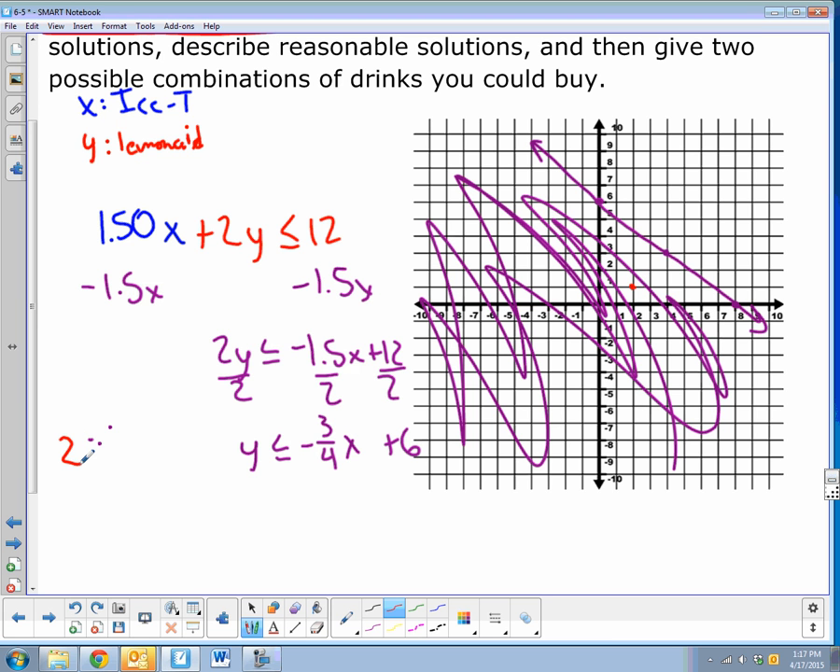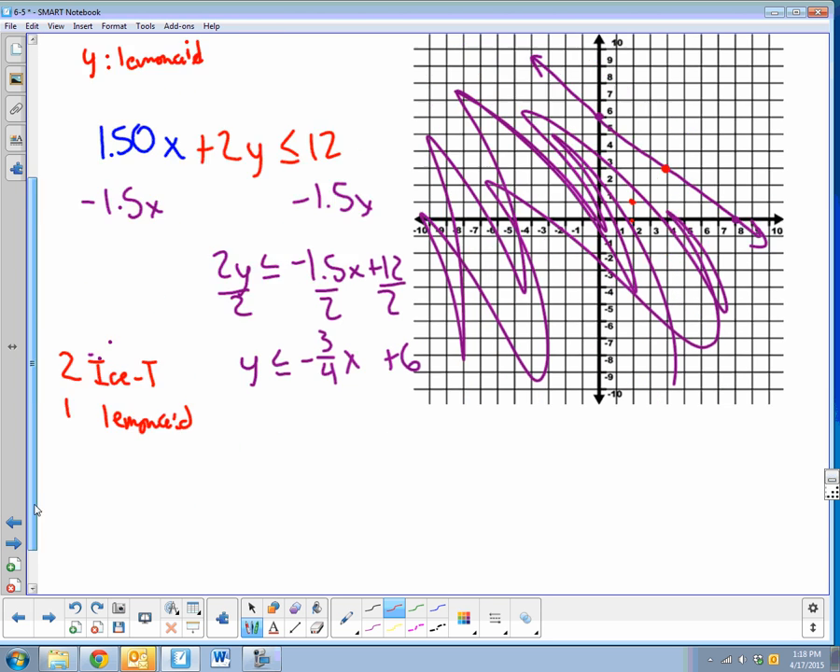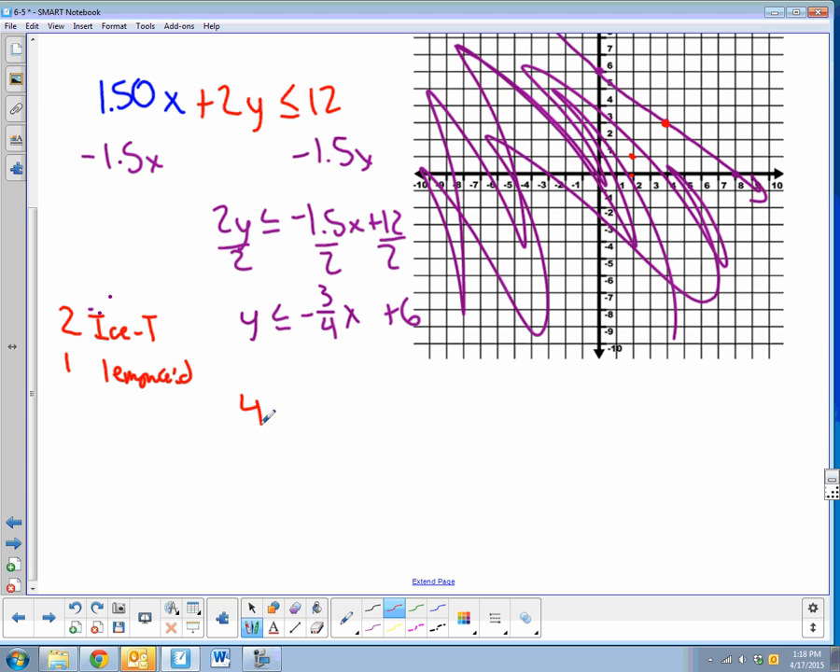So I could buy 2 gallons of iced tea. And I could buy 1 gallon of lemonade. Again, the point was 2, 1. And I said X was iced tea, Y was lemonade, so 2, 1, 2 iced tea, 1 lemonade. That's a solution. I'm not really using much of my money. I'm not getting as much as I could. So another solution might be right here. For 3, I could buy 4 gallons of iced tea, and I could buy 3 gallons of lemonade.